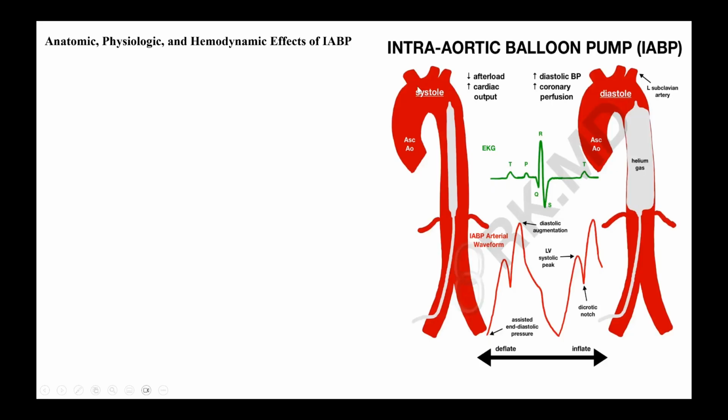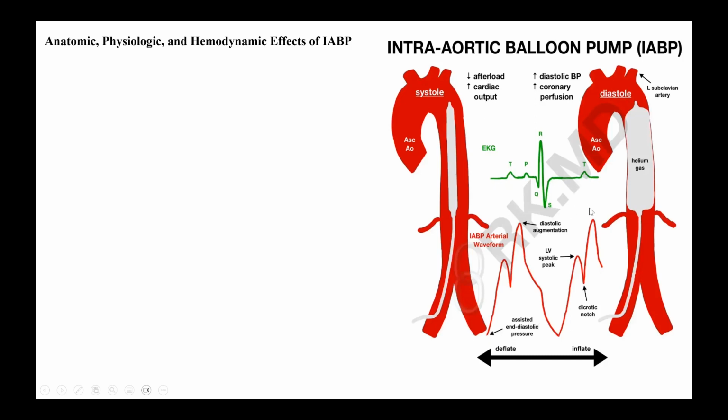All of you know that right subclavian comes out from the innominate, which divides into right subclavian and right carotid. Then you have left carotid, left subclavian. So it is located just at the arch of the aorta. When it descends as a descending aorta, it is pushed up to that point where the left subclavian takes origin, and it offers to reduce the afterload during systole and increase the cardiac output when the balloon is deflated.